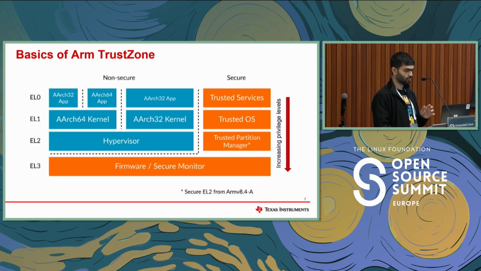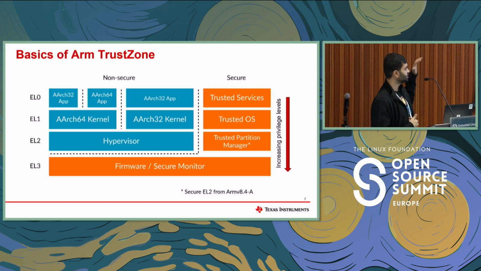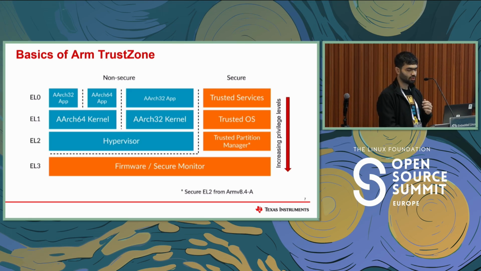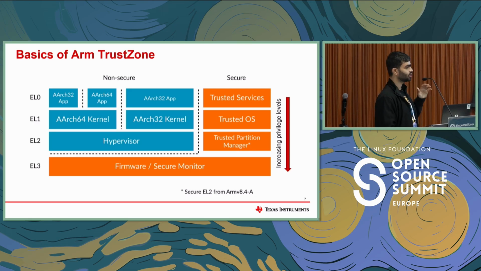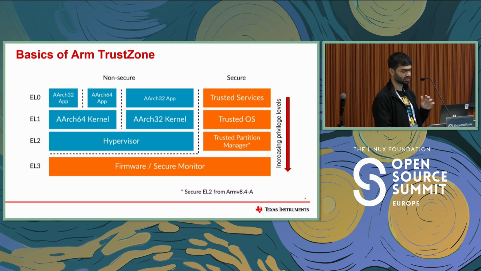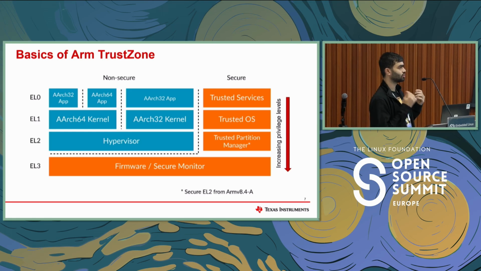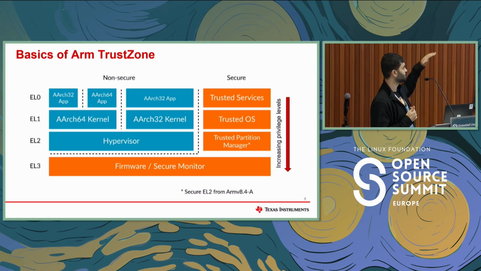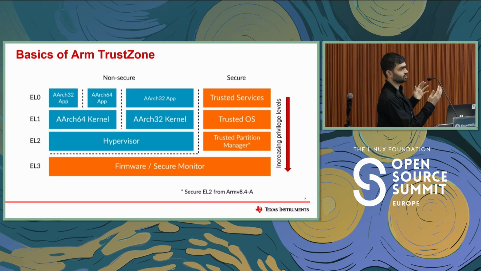All of these are segregated in different privilege levels, is what we call them. As we keep going downwards, the privilege level increases. And the separation stack is made in such a way that you can run different code and different software across each of these levels and each of these worlds.